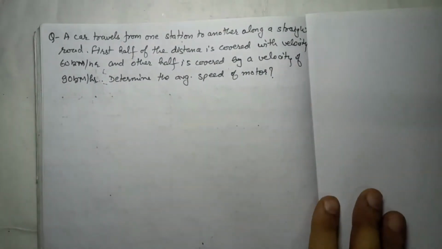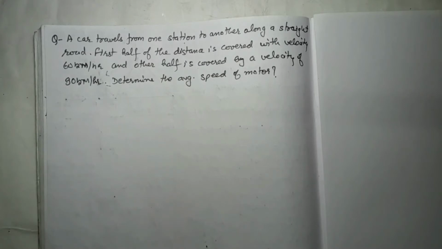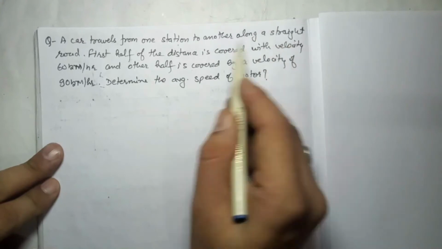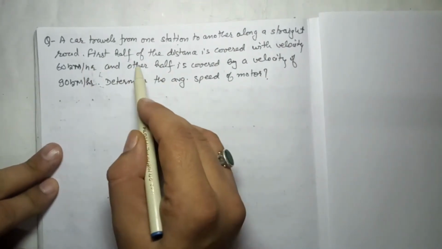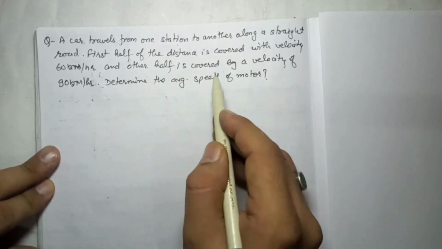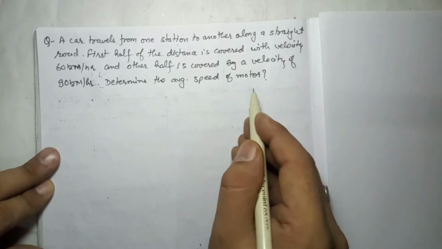Hello everyone. Now we will solve one more question that is again based on the dynamic part. The question says that a car travels from one station to another along a straight road. First half of the distance is covered with velocity 60 km per hour and the other half is covered with velocity of 90 km per hour. Determine the average speed of the motor.